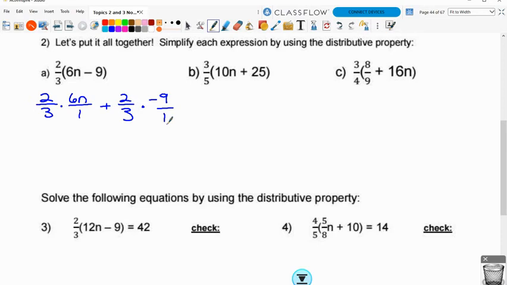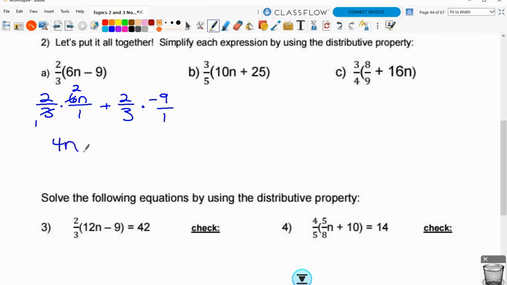Now I'm going to do my multiplications, but before I multiply two fractions together, I'm going to try to simplify. Looking at the first multiplication problem, 2/3 times 6n over 1, I can see that the denominator 3 and the numerator of 6n have a common factor of 3. 3 goes into 3 once, and 3 goes into 6 twice. So now this says 2 over 1 times 2n over 1. 2 times 2n is 4n.